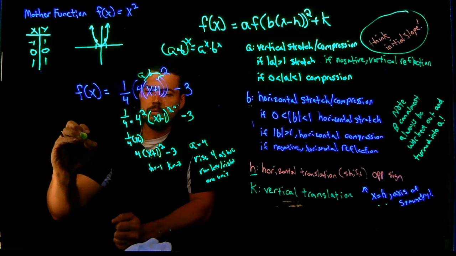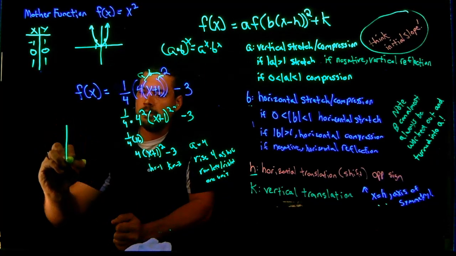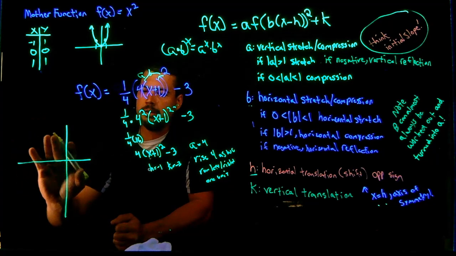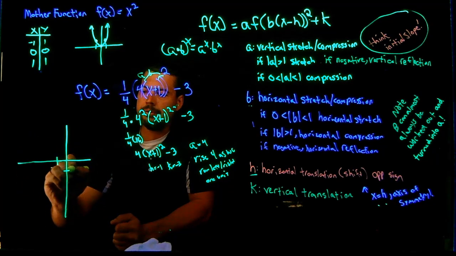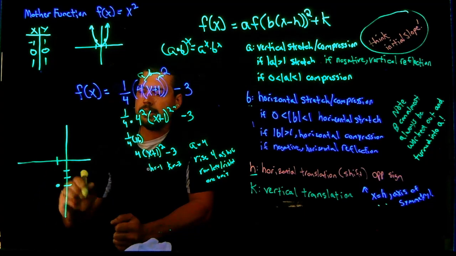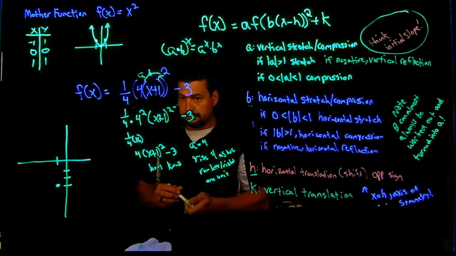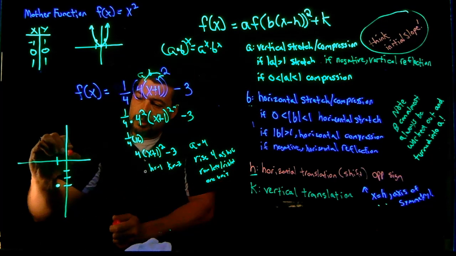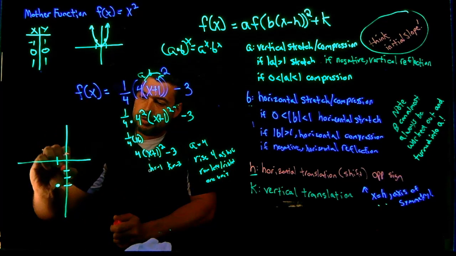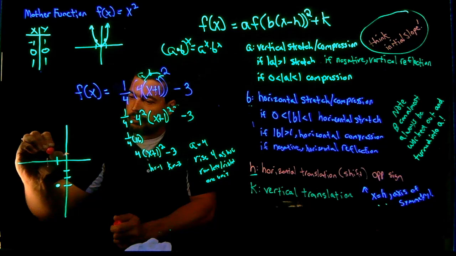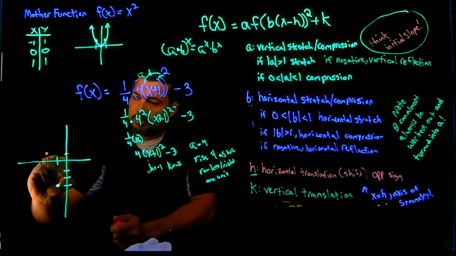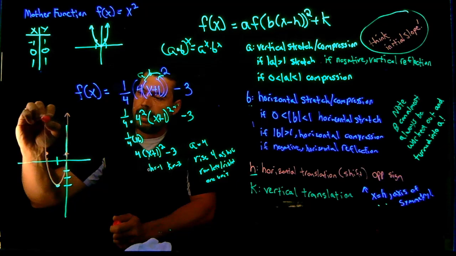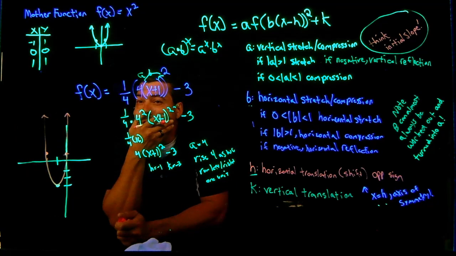So let's see, we can go left 1, down 3. I need most of my grid to be over here. Left 1, down 3. There's my vertex. And my slope is to rise 4 as I run 1. Right there, rise 1, 2, 3, 4. I got to run 1 on the left as well because I'm trying to draw a parabola, right? So if you just do a little math, you can actually make transformations just a little easier.